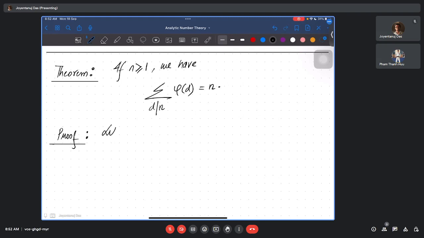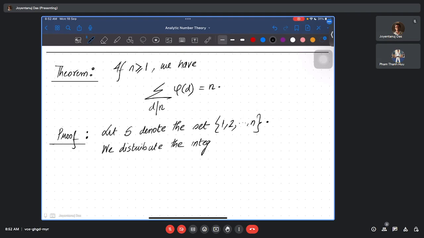Let us denote the set S as 1, 2 up to n. So we take all the integers up to n. Then we distribute the integers of S into disjoint sets as follows.